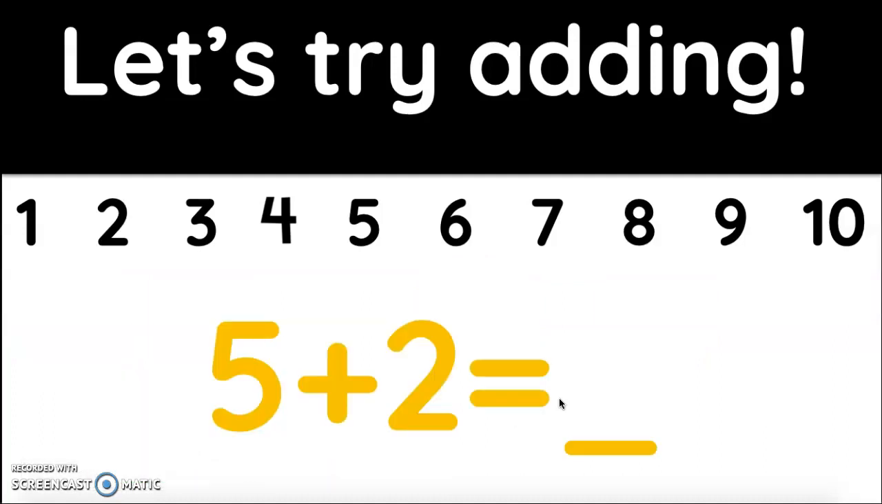All right, let's try one more. So on this one, we're going to use the numbers instead of pictures. So remember what I told you about using the number line to help you. So go ahead and use your piece of paper and your pencil, and I would like you to complete this problem, and I'm going to give you a little bit of time to do that.